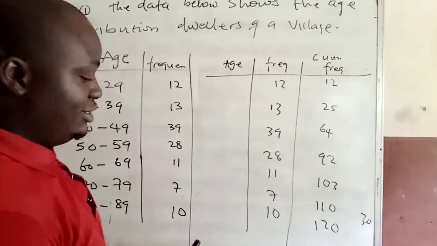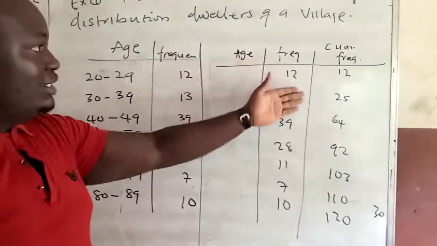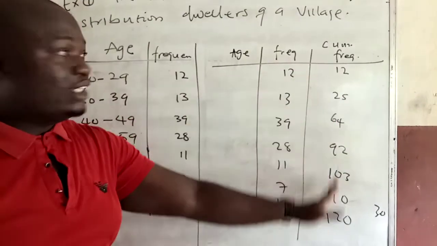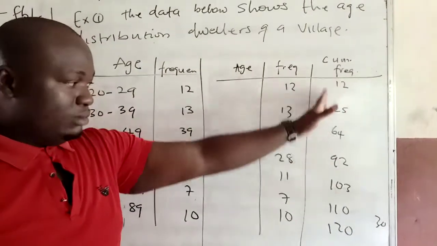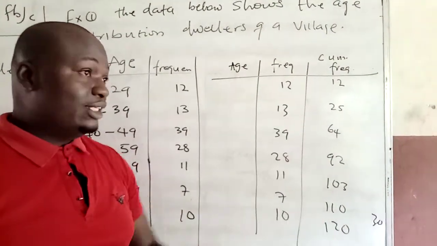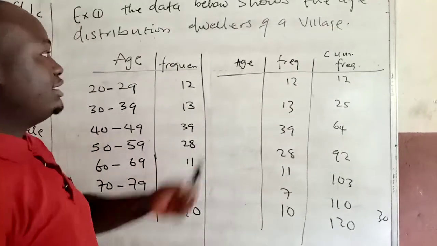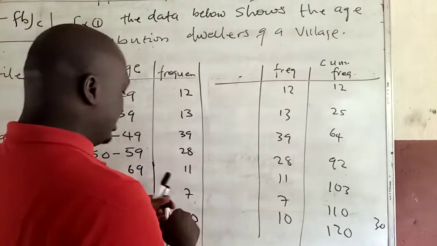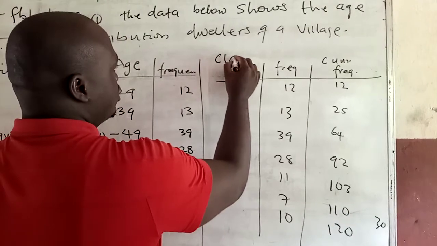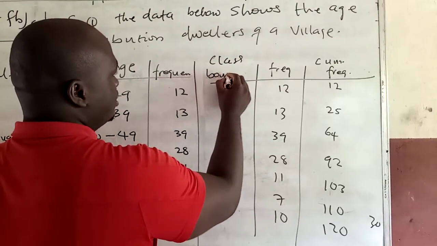So, yes, have you tried it? Have you already constructed a cumulative frequency, and is this the answer you got? Nice, of course I know you're following. The next thing we're going to do here is what? Class boundary. Class what? Boundary.